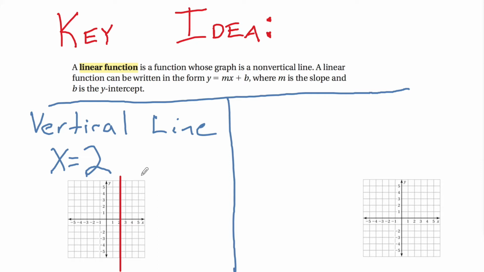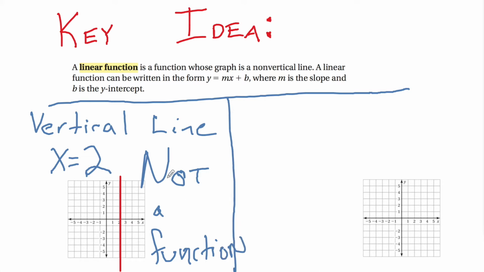Its slope is undefined. So any vertical line is not a function. I guess the pen's not working for me right now. So any vertical line is not a function. So let's think about what lines would be a function. Well, y equals mx plus b. Any line that could be written as y equals mx plus b would be a function.